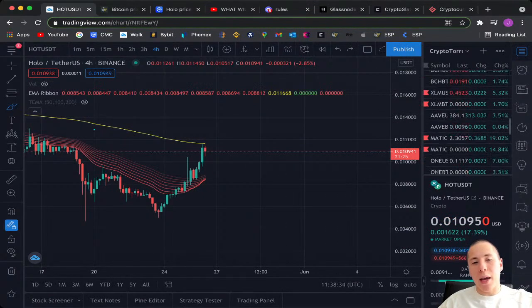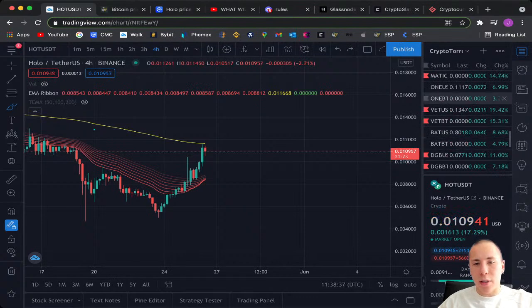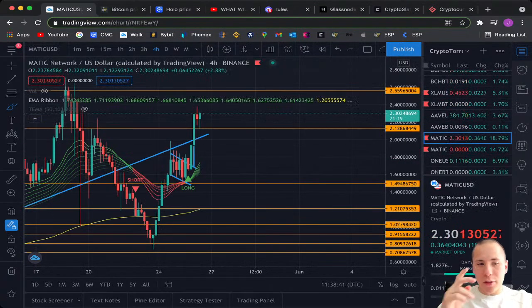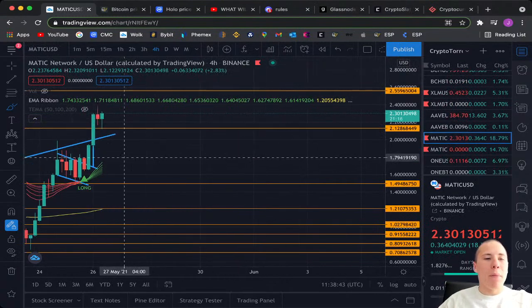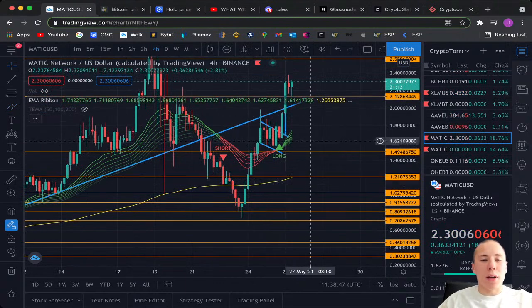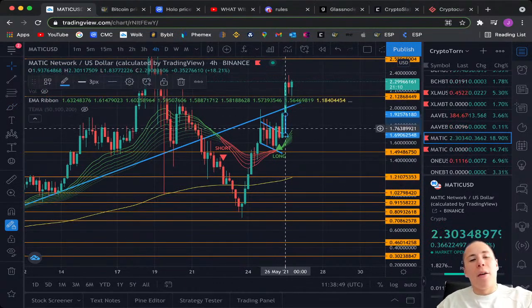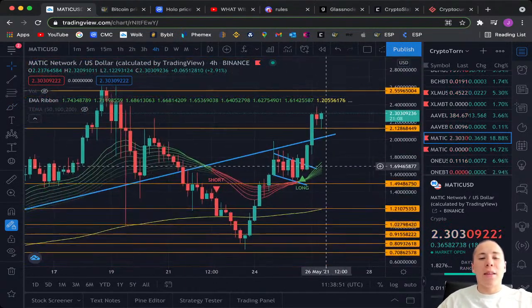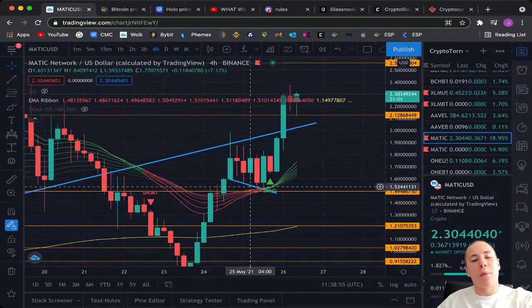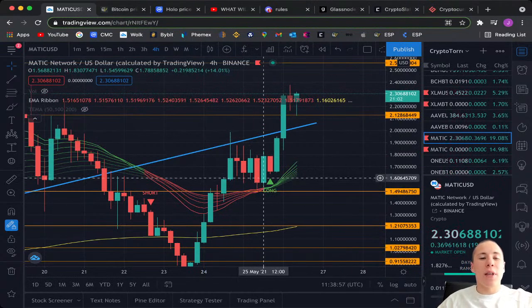So let's take a look at Matic before heading further towards XRP. And we are taking a look at Matic over here. And what you're seeing is that we broke above the upward sloping support line from yesterday's video. And I think this is just of utmost importance because we saw this small accumulation over here. The longs were taking over the shorts.